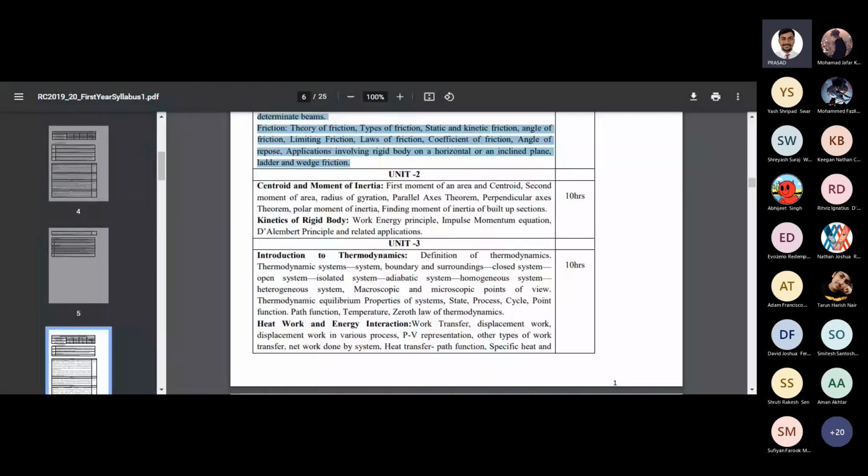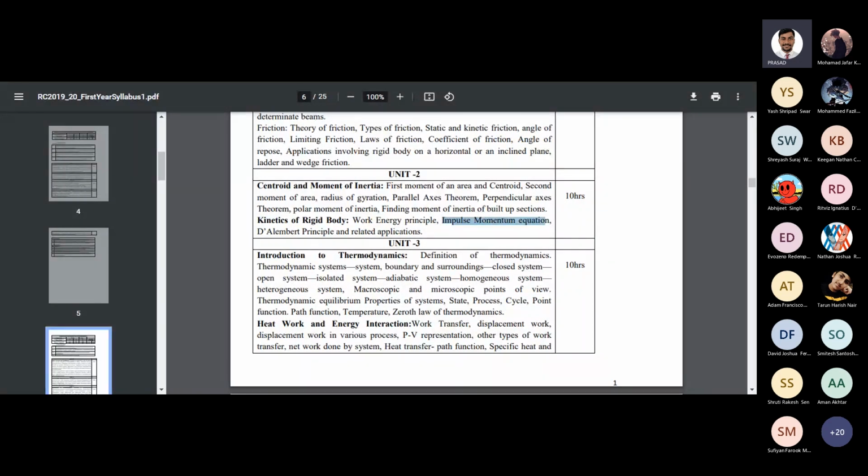Then the second module is moment of inertia, then the parallel and perpendicular axis theorem, then MI of a built-up section. That also we have done. Now we have come to the next topic, the work energy principle. Just now we are done. D'Alembert principle and its applications we have done. Now we are at the edge of our completion. That is the last topic, the impulse momentum equation.